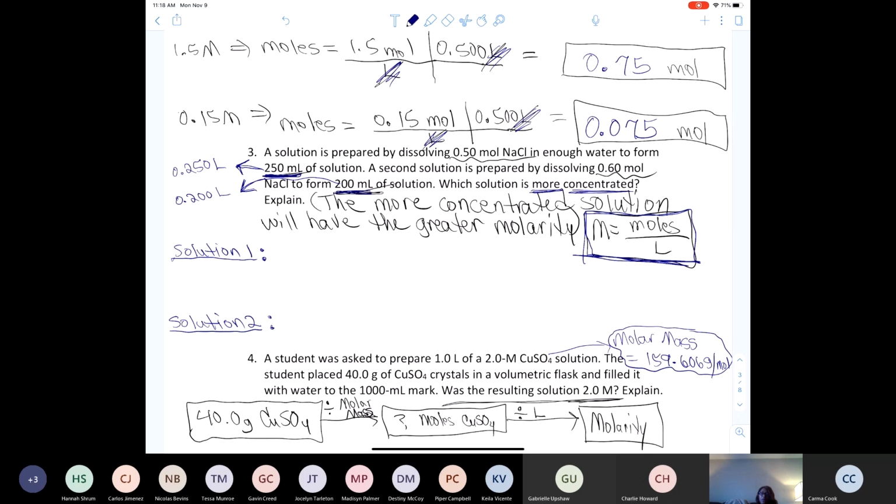And so the solution that's more concentrated is the one that will have the greatest molarity, and molarity being moles per liter. So we know the moles for each solution, and we know the liters for each solution. So we need to calculate the molarity for each solution.